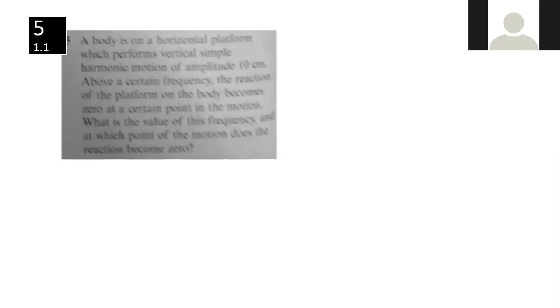Let's go to number 5 then. A body is on a horizontal platform which performs vertical simple harmonic motion of amplitude 10 cm, that's the amplitude. Above a certain frequency, the reaction of the platform on the body becomes 0 at a certain point in the motion. What is the value of the frequency and at which point of the motion does the reaction become 0?